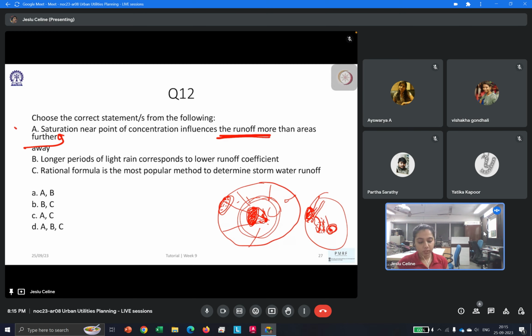B, longer periods of light rain correspond to lower runoff coefficient. So I think we can give this question. Yeah, Partha, yes. It's true, ma'am. Longer periods of light rain correspond to lower runoff coefficient. Yes, explain.